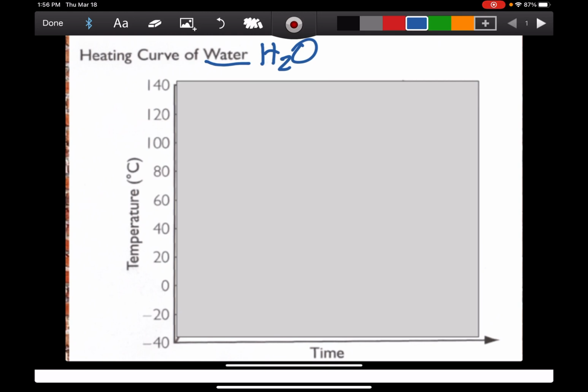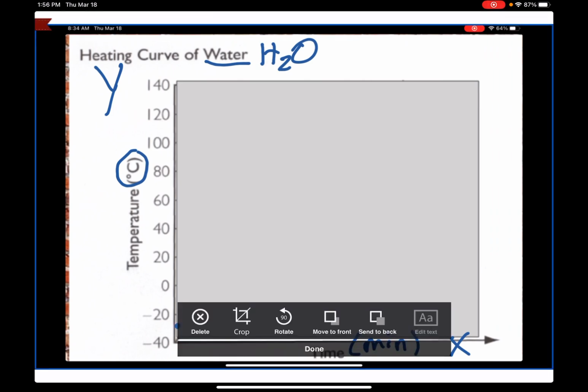Notice on this heating curve, on the x-axis is time, and on the y-axis is temperature. The temperature here is listed in degrees Celsius, and the time would typically be in minutes. Every minute, somebody could take a reading. As you continue with the heating of the substance, which in this case is water, you would see a curve begin to develop.